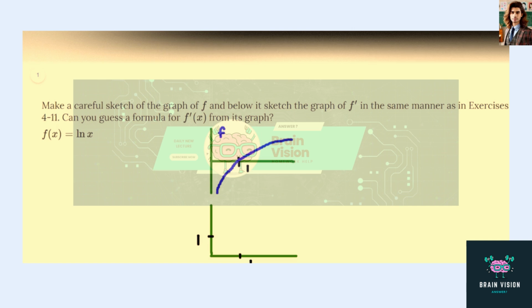It has this shape where as x approaches 0 from the right, the function approaches negative infinity. As x approaches infinity, the function approaches infinity. And another interesting point is that at x equals 1, the function ln of x equals 0. So we can use this information to determine what the graph of f prime should look like.